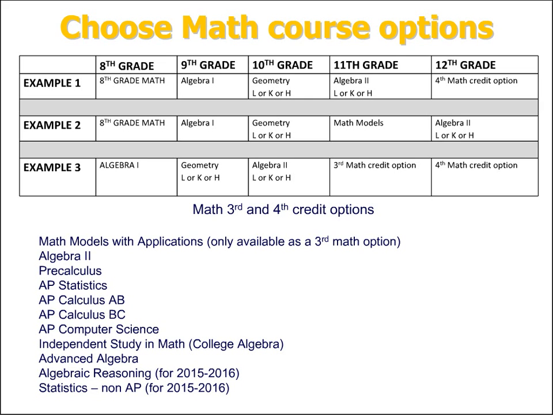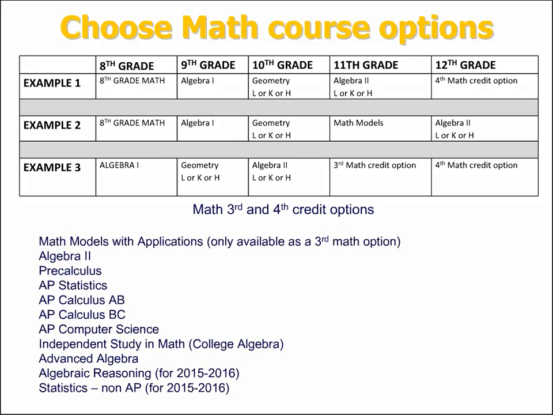Example number 3 is for those students who are currently enrolled in Algebra 1. So as a student in Algebra 1 in 8th grade, when you go into 9th grade, you will move into geometry, and you have the choice of L or on-level geometry, K level, or Horizons. And remember, students, if you choose Horizons, you must have previously been identified as a Horizons student. In the 10th grade, you move to Algebra 2, in 11th grade you choose a third math option, and in 12th grade you choose a fourth math credit option.